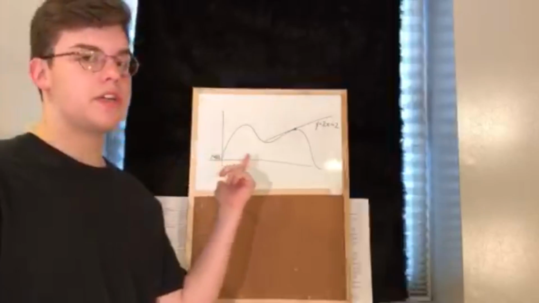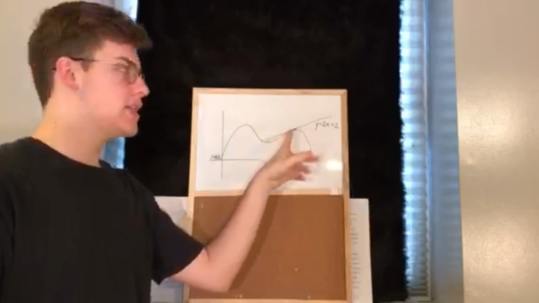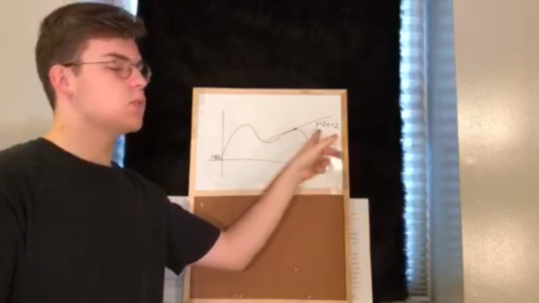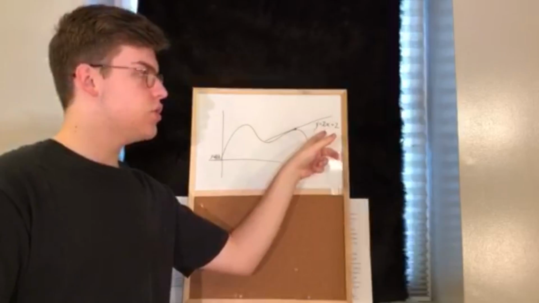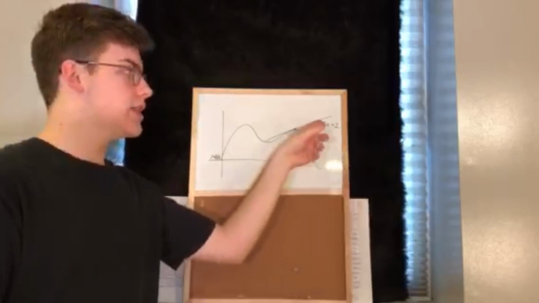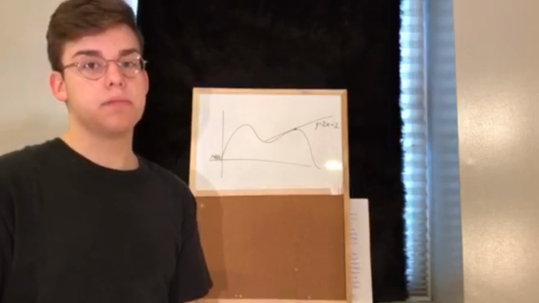Here we have some function y equals f of x, and here we have a tangent line to some point. You can see that the equation of the tangent line is y equals 2x plus 2. The slope of the tangent line, in this case 2, is the derivative of the function at that point.